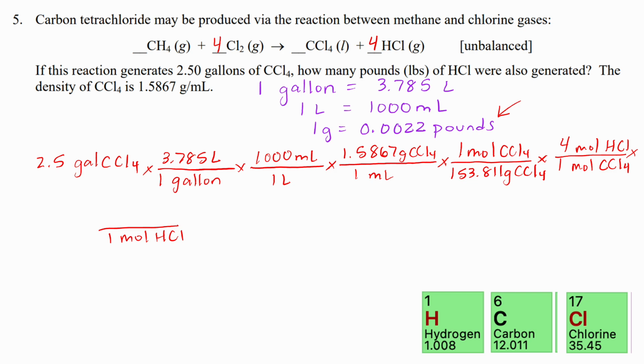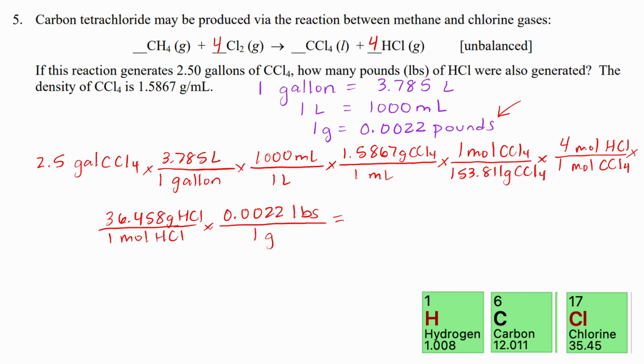So I want to cancel out moles of HCl, so moles of HCl is going to be on the bottom. And we know from the periodic table, 1 mole of HCl is going to be equal to the molar mass of HCl, which is 35.45 plus 1.008. That gives us 36.458 grams of HCl. And now that I'm in grams, I can use that equality that I was given to get out of grams. So 1 gram equals 0.0022 pounds. And now all of my units have canceled out so that I am left with pounds of HCl.